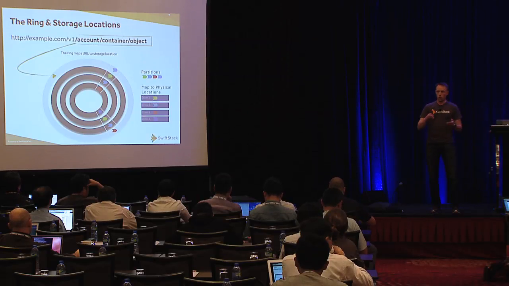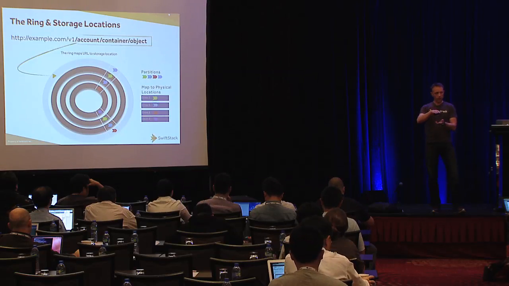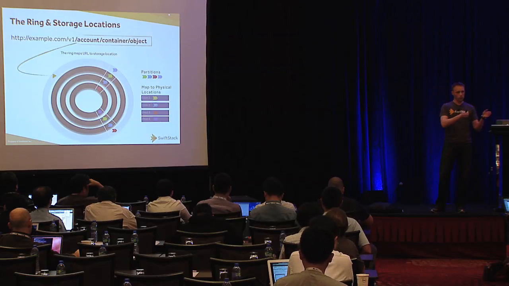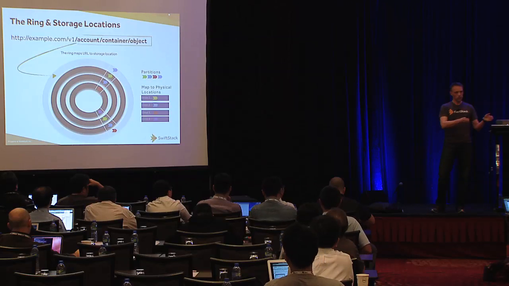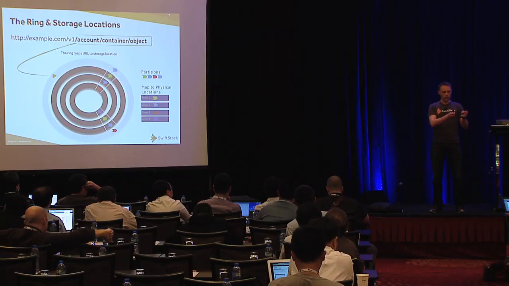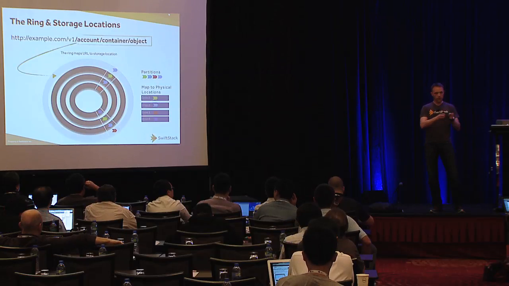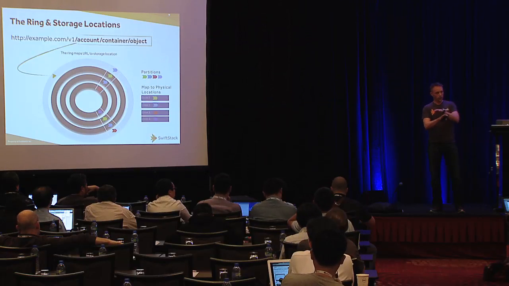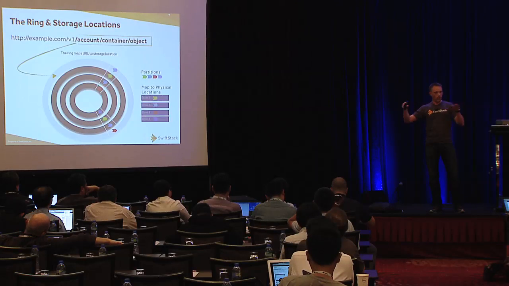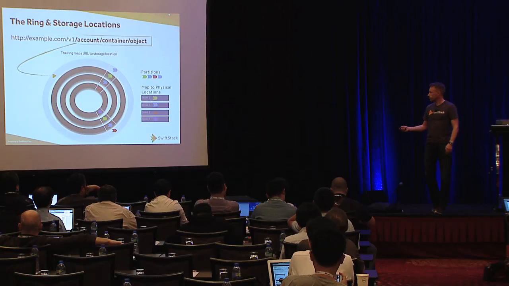So what gets moved is actually the partition itself, and that partition gets hashed. So it's checked via an MD5 sum. And if the MD5 sum matches from disk to disk and between the partitions, nothing happens. But if there's a change, it will actually be replicated and moved and make sure that the three copies of everything reside in the cluster.